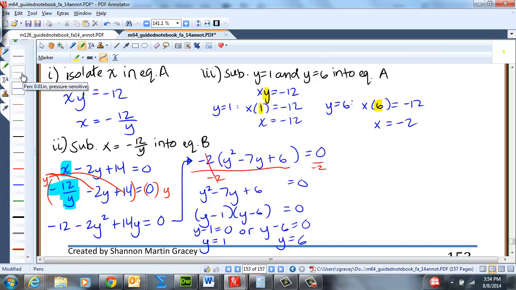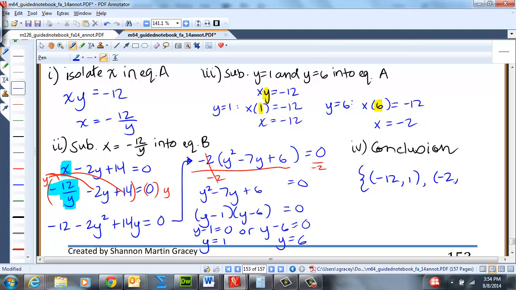So we got two ordered pairs for our solution. So our conclusion will be the set of those ordered pairs. So we have, what did we have? We had negative 12, 1. And then we had negative 2, 6. And you're done.